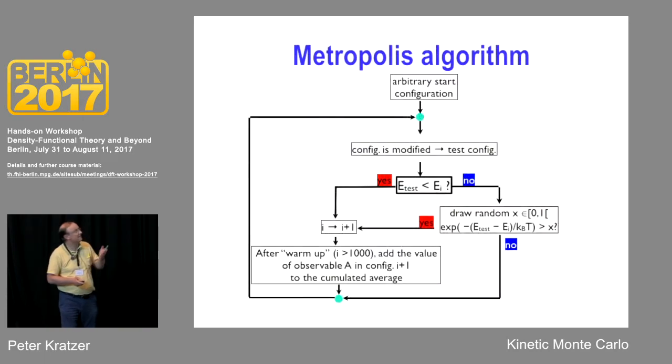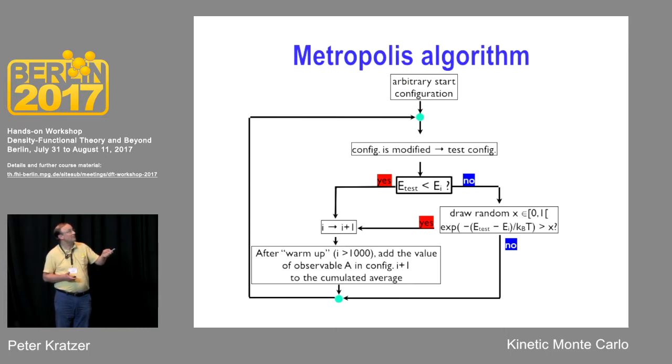The following slide summarizes the Metropolis algorithm in a flow chart. So we start with some configuration, then the configuration is modified by proposing a new configuration. You evaluate the energy of this configuration, and then you draw a random number, you compare this exponential here with your random number, and then you may either reject or accept the configuration.